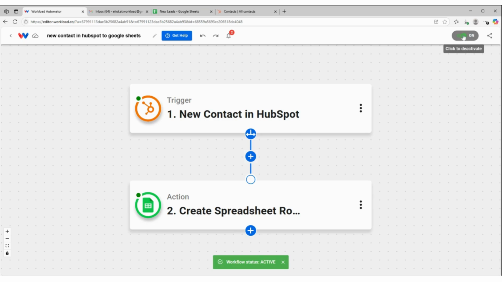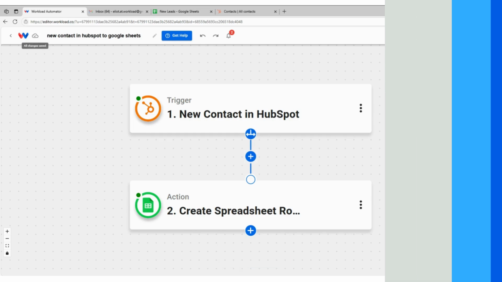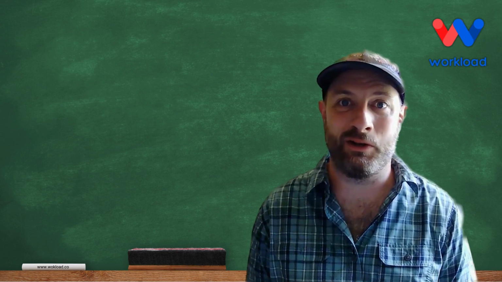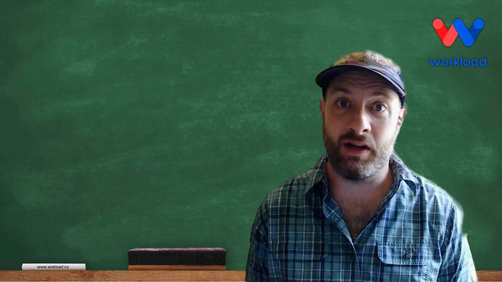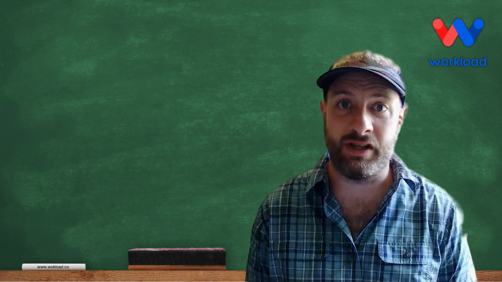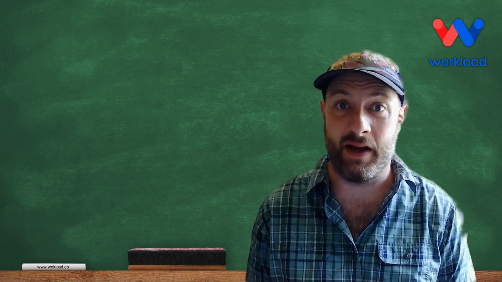And now every time there's a new contact created in HubSpot, those details will be added to a spreadsheet row in Google Sheets. That's how you can use Workload to build a workflow that automates adding a spreadsheet row in Google Sheets whenever you create a new contact in HubSpot.